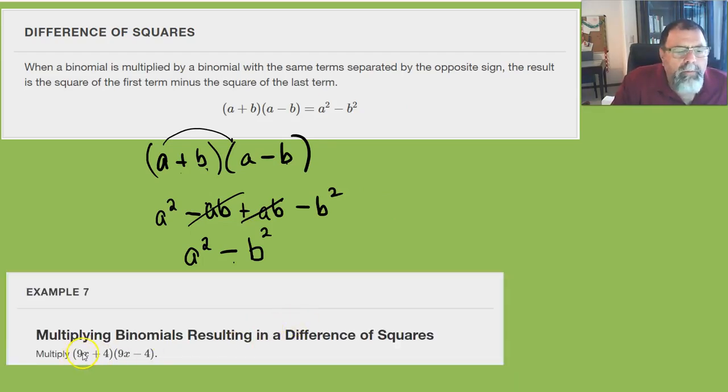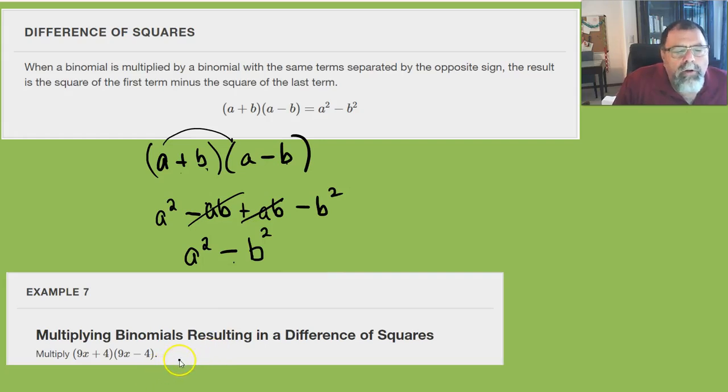okay, so we're going to multiply 9x plus 4, 9x minus 4. And you can see it fits this pattern of a difference of squares because they're the same 2 terms, just one's plus, one's minus, right? That's the key. So when we FOIL it, the middle terms are going to cancel out, and we're just going to end up with the 2 squares, the difference of 2 squares.